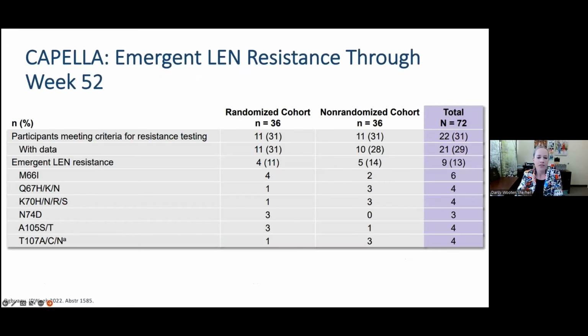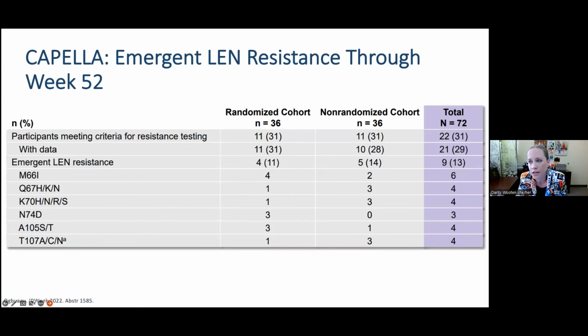And then this is showing patients who did have virologic failure, and some developed emergent lenacapavir resistance. So overall, between both of the cohorts, 22 patients met criteria for resistance testing. Of these, 9 patients developed emergent lenacapavir resistance. And of those 9, 4 patients continued on lenacapavir and went on to suppress.